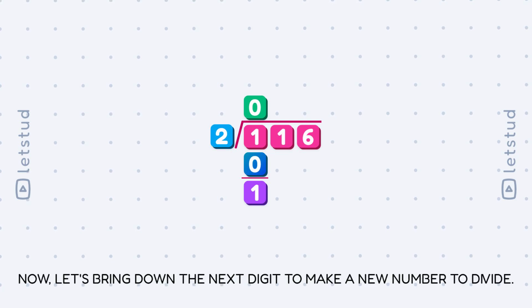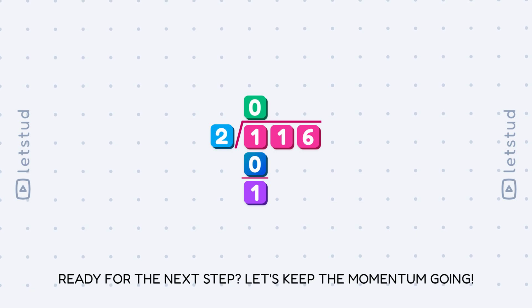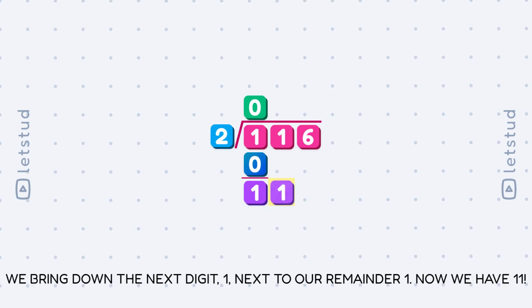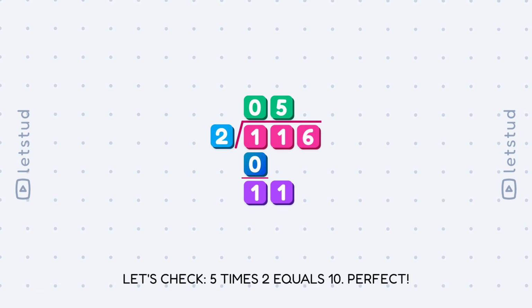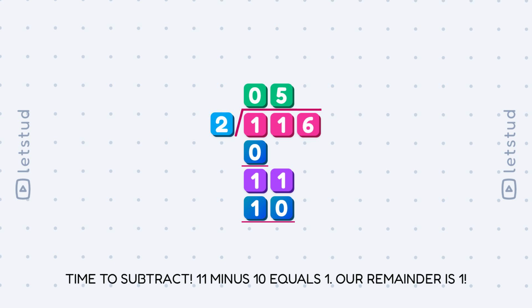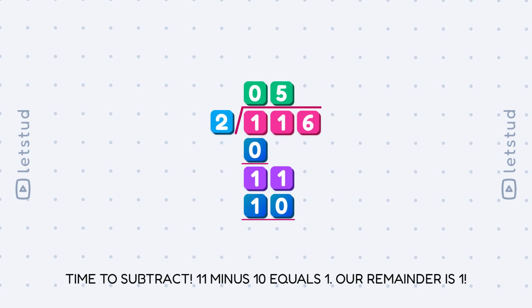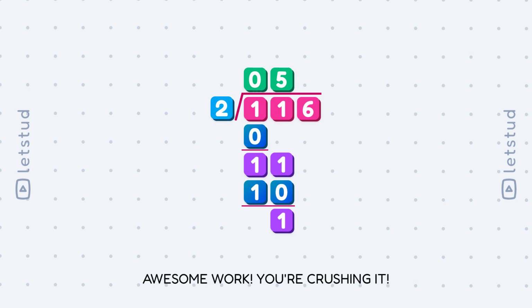Now let's bring down the next digit to make a new number to divide. Ready for the next step, let's keep the momentum going. We bring down the next digit 1 next to our remainder 1. Now we have 11. How many times does 2 fit into 11? Think of your 2's times tables. It's 5. Let's check: 5 times 2 equals 10. Perfect. Time to subtract. 11 minus 10 equals 1. Our remainder is 1. Awesome work, you're crushing it.